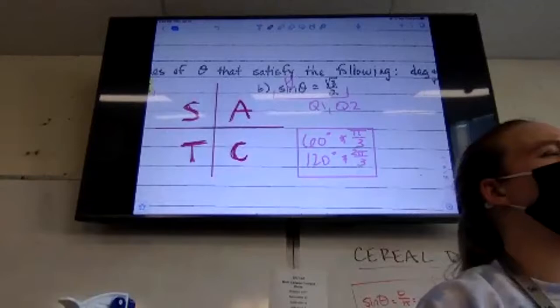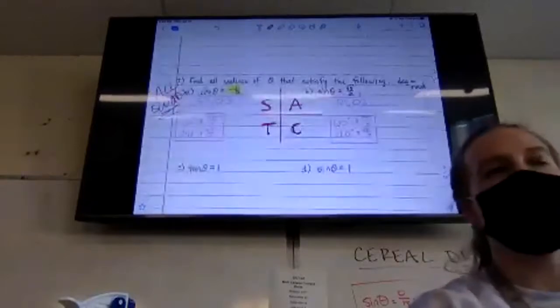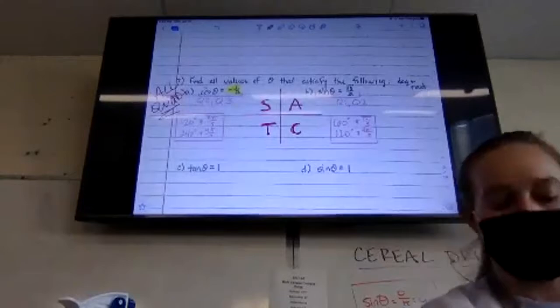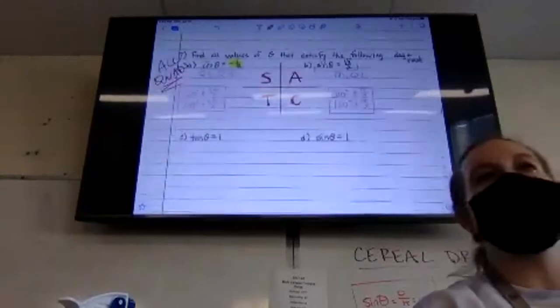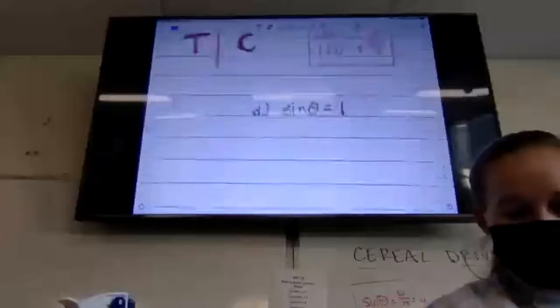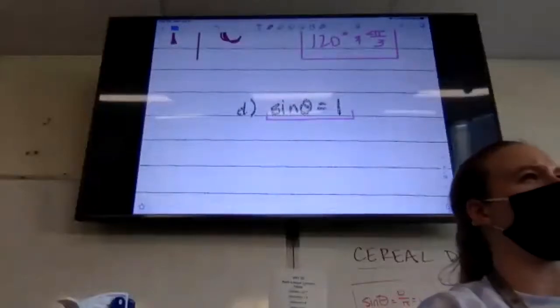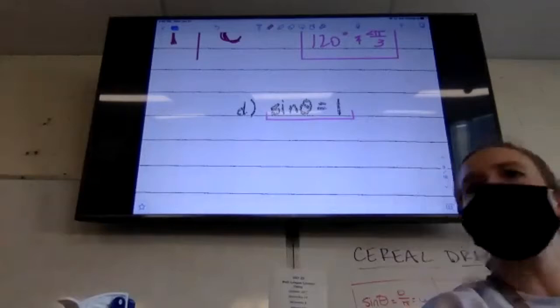I want to actually skip and do letter D since we're kind of on like an easier track. Letter C has tangent, so that's going to be a little tricky. We'll wait a second to do that one. You guys ready to jump down to letter D? Okay. Letter D says sine of theta equals 1. Okay, that's positive. Where is sine positive again? I think you just told me. 1 and 2.